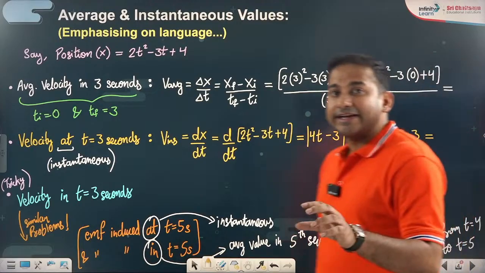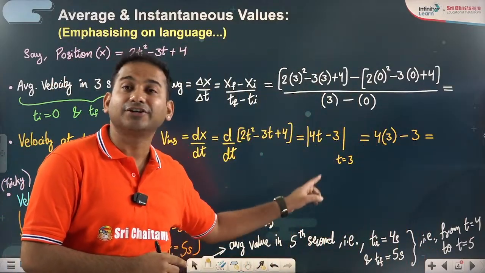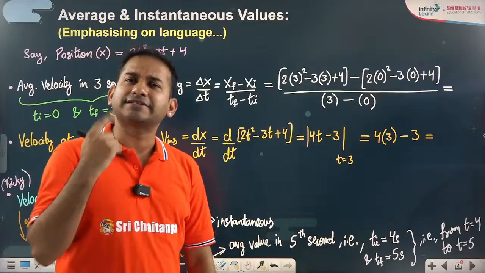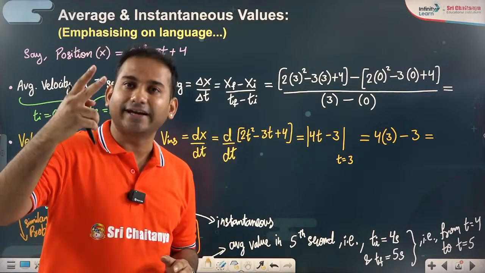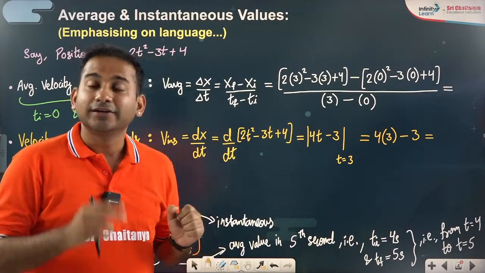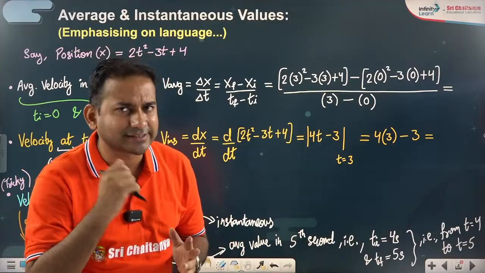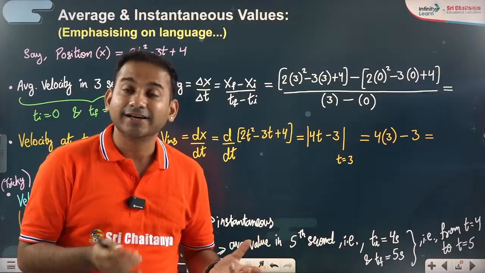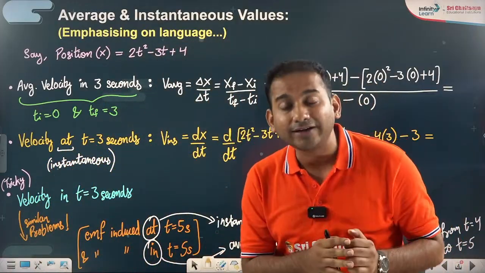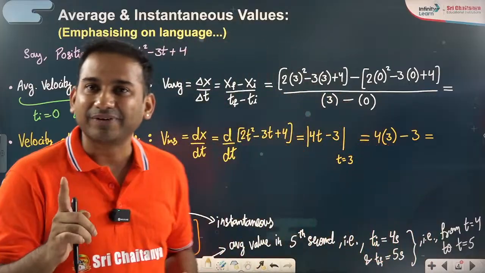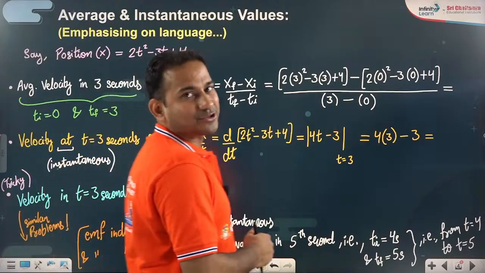Alright. Fifth second can serve as a moment as well as a duration. When you say first second, it actually refers to 0 to 1. Second refers to 1 to 2. Third second refers from t equal to 2 to t equal to 3. So isn't it serving as an interval? Yes. So sir, what to take, t equal to 5 as a moment or as a duration? That depends on the language of the problem.